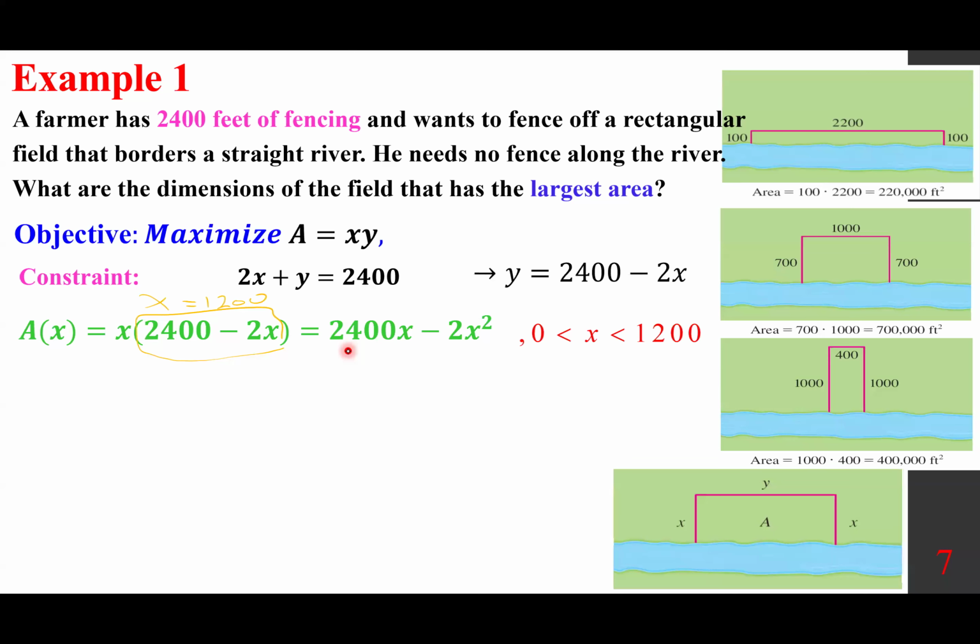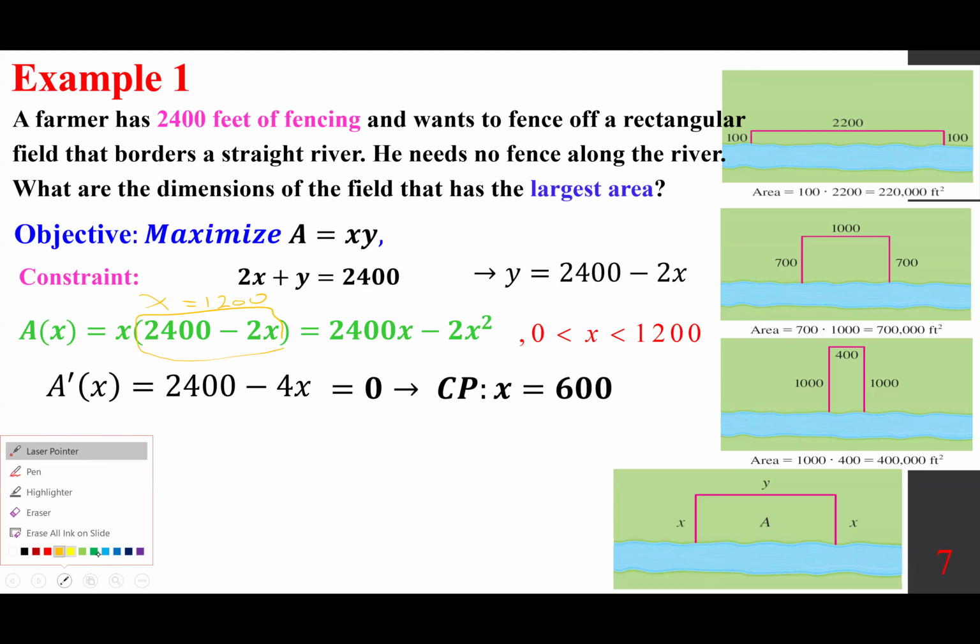To find critical points, we find A prime: 2400 minus 4x. We set it equal to 0, x becomes 600. So what do we have? We have an open interval with one critical point. So whether we do the first or second derivative test makes no difference. The result tells us that local becomes absolute.